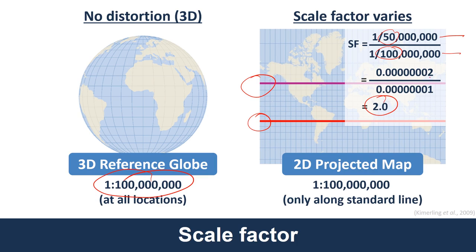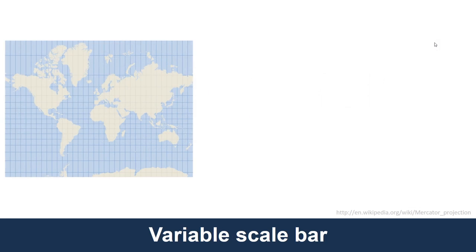And that's how you end up with, for example, 0.000000020 being greater than 0.000000010. And so that's how you get a value of 2 as the scale factor. A clever way of illustrating the amount of distortion that's taking place on a map is using a variable scale bar, which is particularly popular with a Mercator projection because it works well for that.